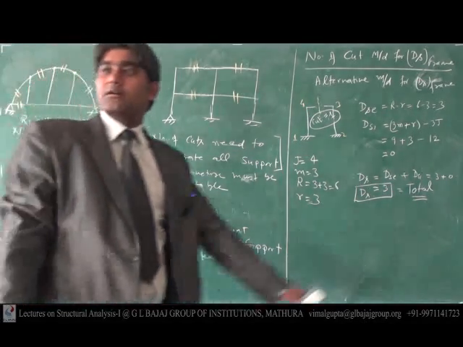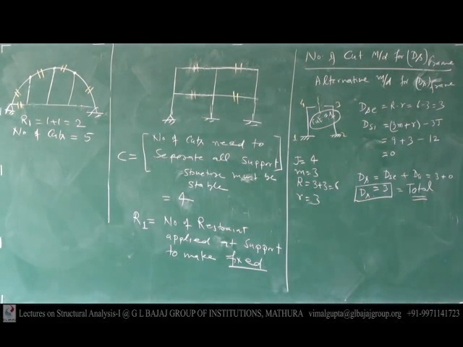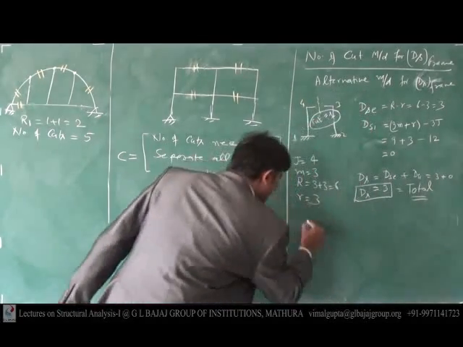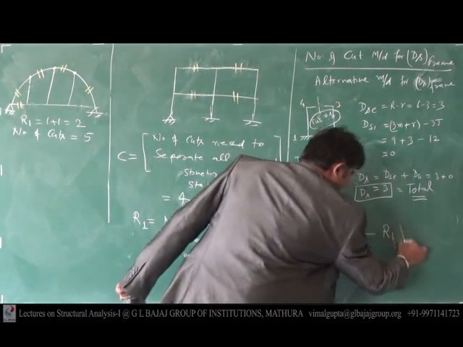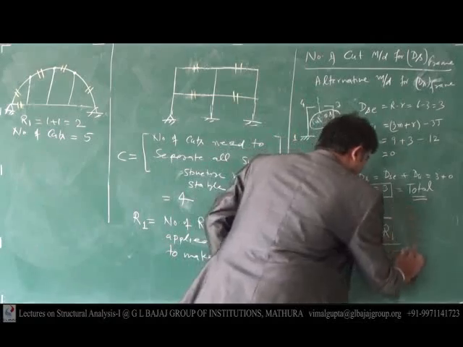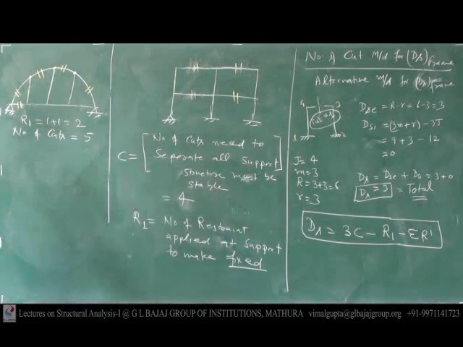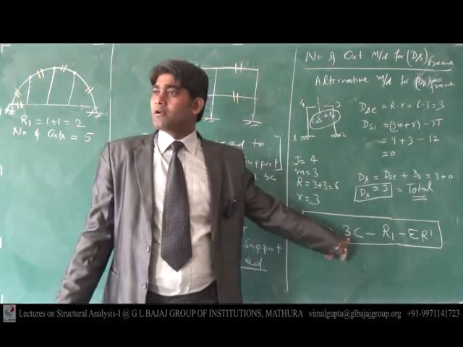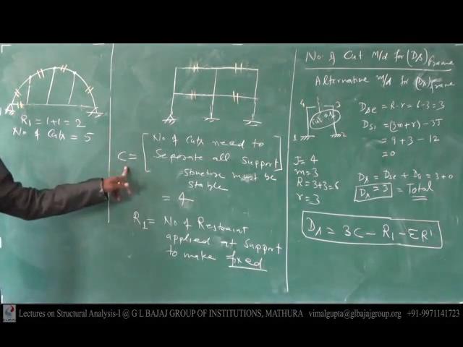Now what will be the total static indeterminacy? That I can conclude. Total indeterminacy using that method can be written as Ds equals 3C minus R1. If it also has an internal hinge, then subtract that. This is the value of total static indeterminacy in case of a frame. 3 times C, where C represents the number of cuts.